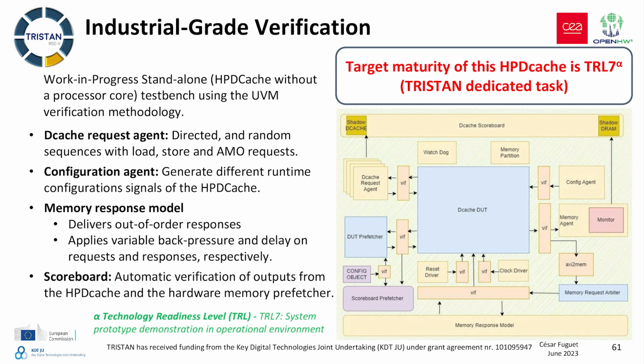For this cache, we want industrial-grade, high-quality IP. For that, we need to do intensive verification, as we already heard at the beginning of the presentation from Mike and Mario. So we are targeting TRL7 for this IP. This means that we are working on a very detailed specification. It's already there in the Git of the cache.